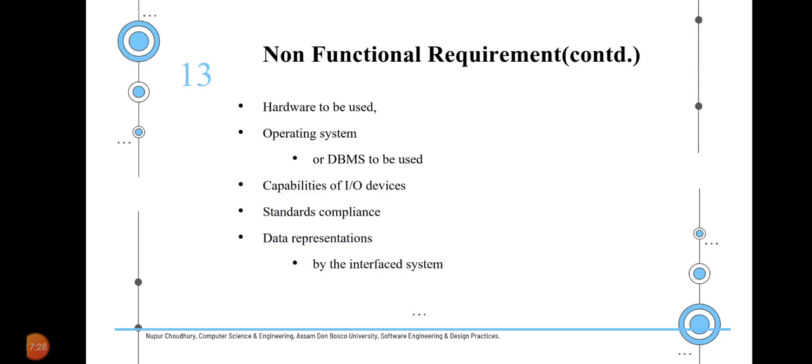The non-functional requirements also include hardware to be used, operating system or DBMS to be used, capabilities of the IO devices, standard compliances, and data representations. All these things together form the non-functional requirements. Note that these non-functional requirements are not represented using functions, so they do not have anything related to input or output. However, they are measured based on their scale of performance.